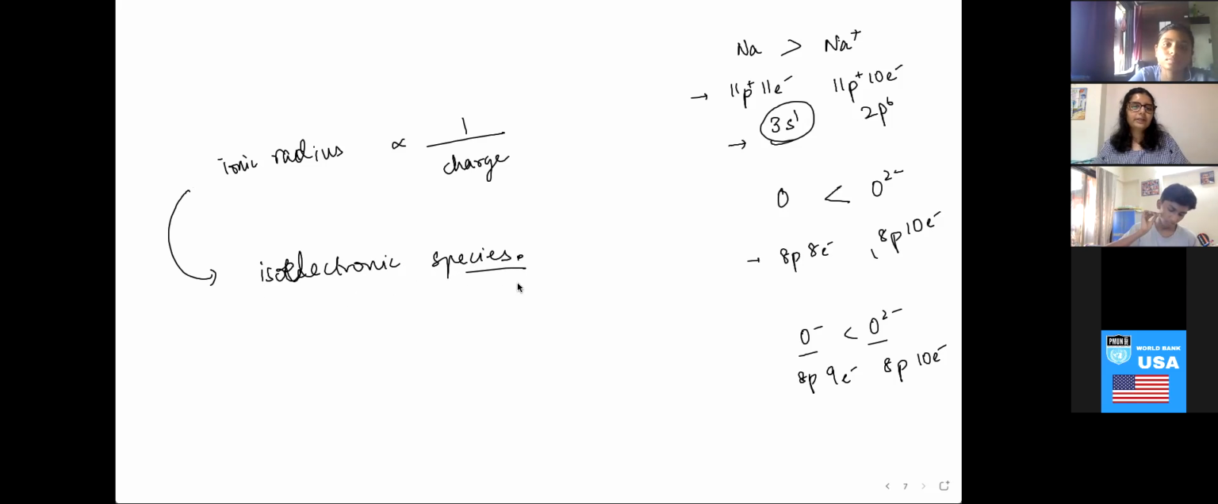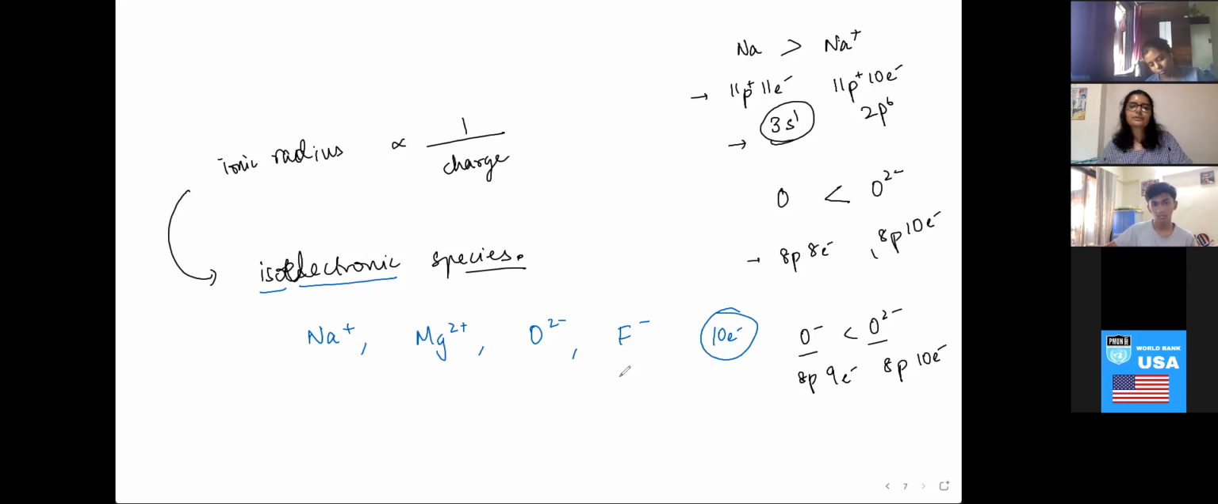So what do you mean by isoelectronic species? Think about it. They have the same number of electrons. Yes. Iso means uniform. Isotopes means same atomic number, different mass. Isobars have the same mass number. Isomers have the same molecular formula, different structures. So isoelectronic means same electronic species, the same number of electrons. So if you were to compare Na plus, Mg2 plus, O2 minus and F minus, which is the smallest? All of them have 10 electrons only, octet configuration.